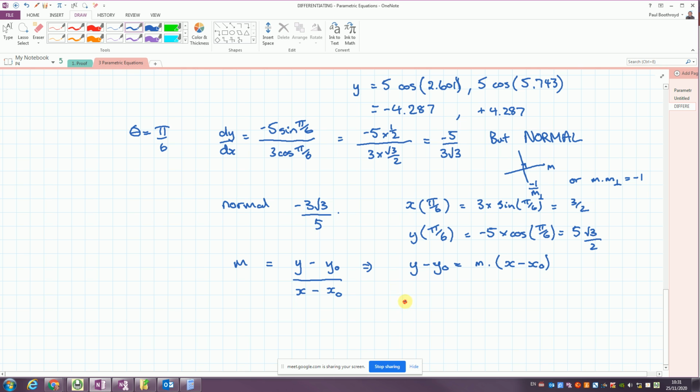They go off and rearrange that and simplify things left, right and centre. You might want to do it, but you can substitute in the y0 is this value of a point you know. 5 root 3 over 2 is equal to our gradient for the normal, which is minus 3 root 3 over 5, x minus 3 over 2. Now that is actually an equation for the line.